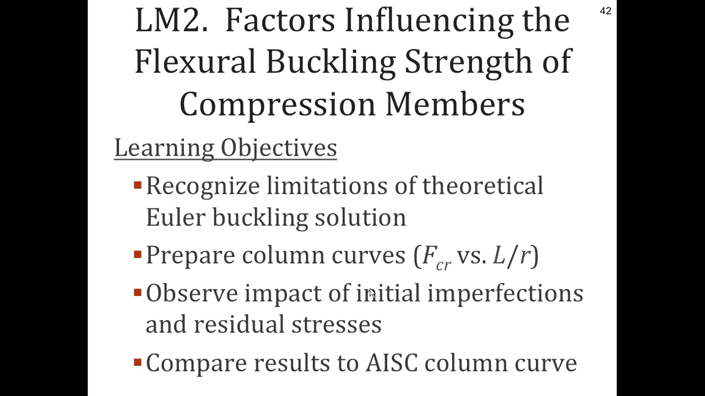The second learning module, so we'll break here for some questions in a minute, but let me just get on with it, is looking at factors that influence the flexural buckling strength of a compression member. So now what we're going to do is pretend we go down into the lab, and we're going to test a bunch of columns that have different slenderness, different L over R ratios, and we're going to turn on and off factors like initial imperfections and residual stresses, and we'll create a column curve or a bunch of column curves, and then we'll compare them against the AISC curve.